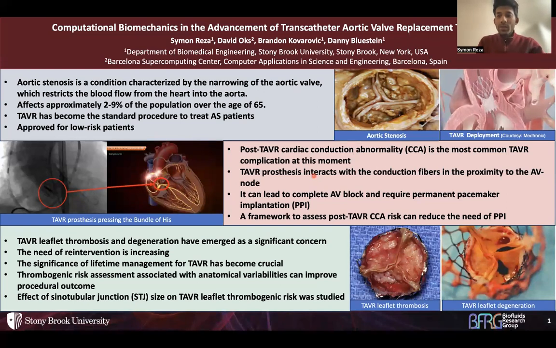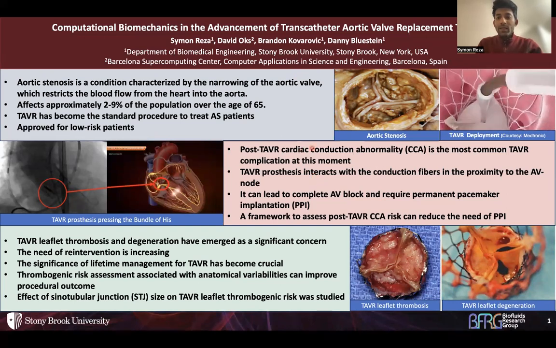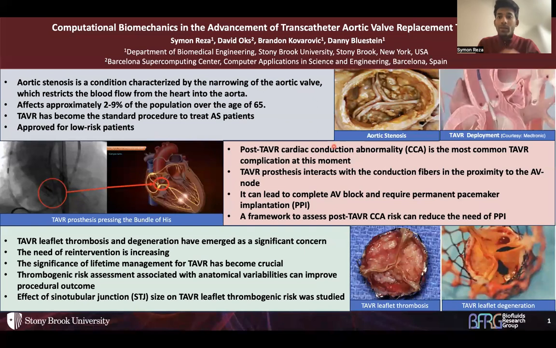I am a PhD student at the Biomedical Engineering Department of Stony Brook University. So today I'm going to present two of my recent projects. The title is Computational Biomechanics in the Advancement of Transcatheter Aortic Valve Replacement Technology.